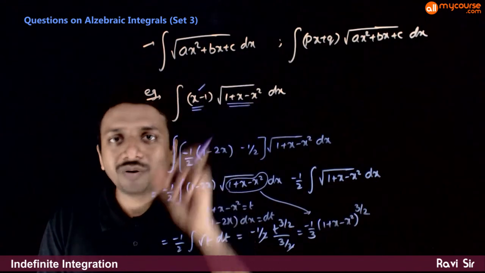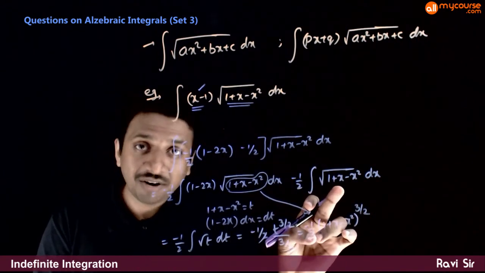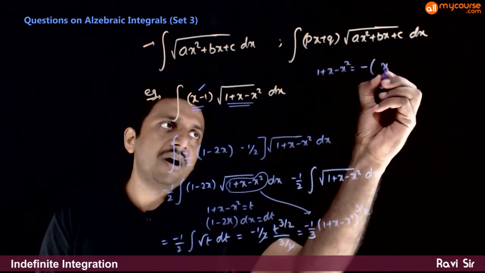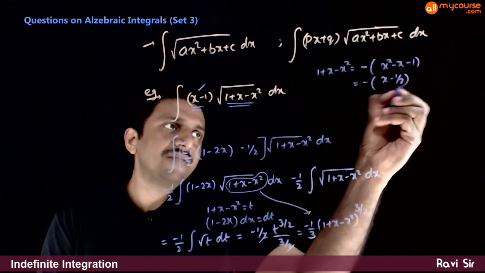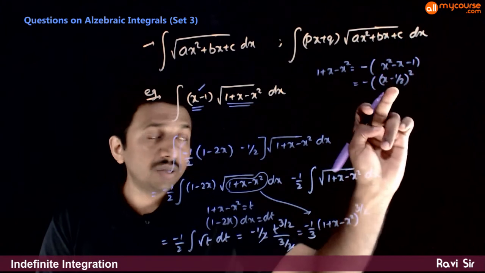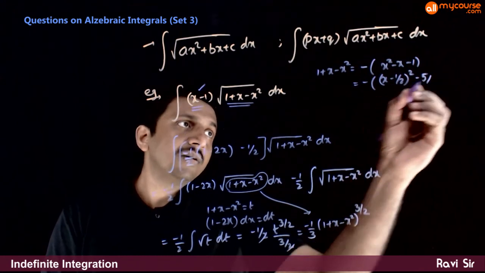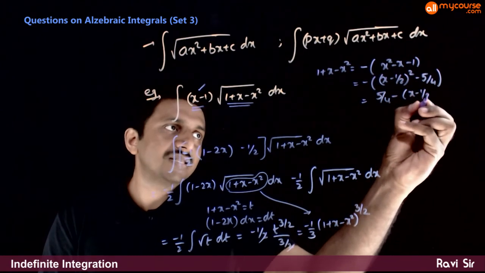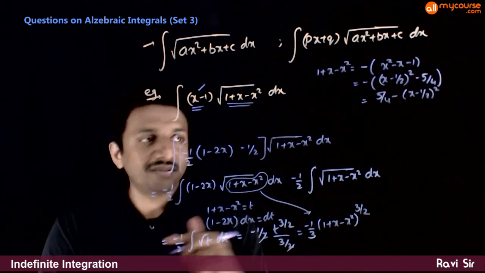Again, this is the same as root of quadratic. So you need to complete the squares and then apply the formula. Let us try to complete the squares. 1 plus x minus x square is nothing but minus of (x square minus x minus 1). That is minus of (x minus half) whole square, that is x square minus x plus 1/4, so you need a minus 1/4 along with minus 1, you get minus 5/4. So that is equal to 5/4 minus (x minus half) whole square.